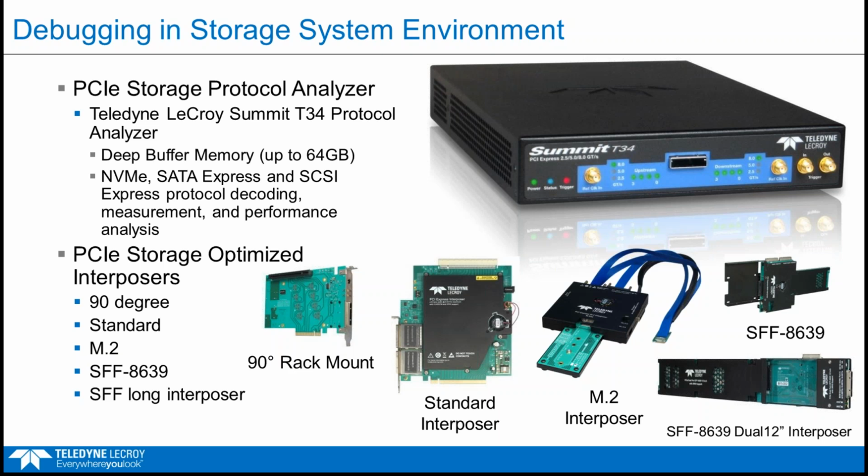In addition to a protocol analyzer, we also offer some specific interposers and probes to help you connect to your various backplanes with your storage devices. So, for example, we have a 90-degree rack mount for rack mount systems. We have both the left and right side for that. We have your standard interposer for CEM type of devices, and we have an M.2 interposer. We also have an SFF-8639 supported interposer for both 5-inch and 12-inch bays. I want to point out that recently there's a new name being added to this, U.2, so we have that support as well.